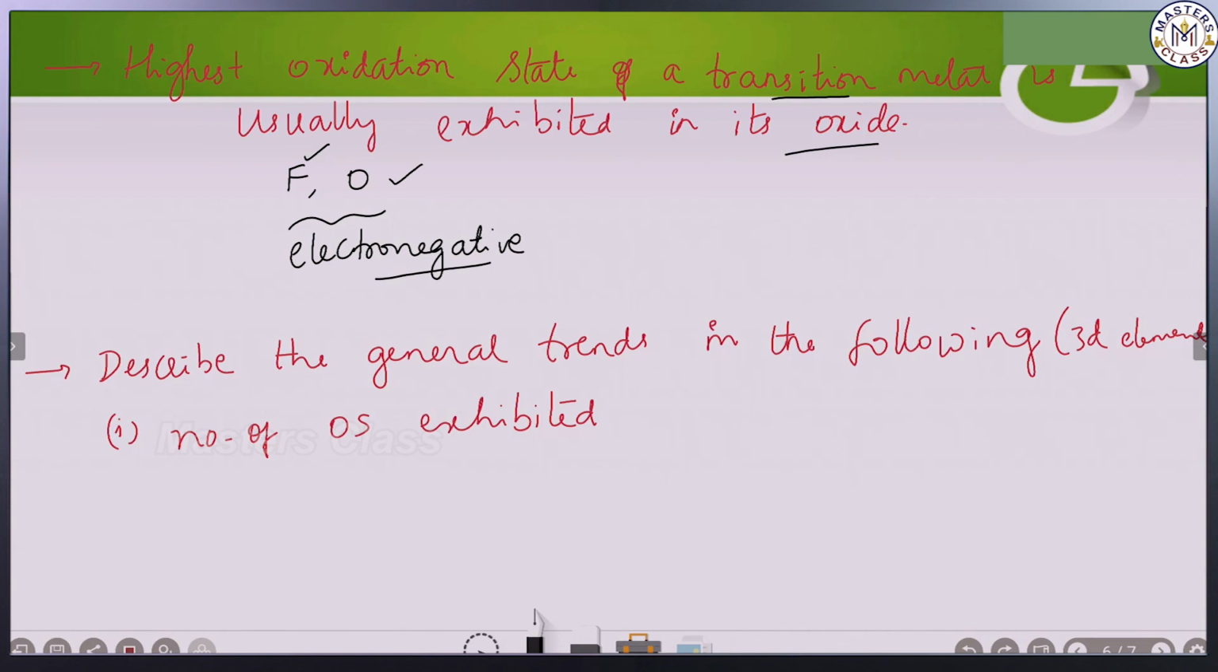Next one: describe the general trends in the 3d elements. So what is the trend in the oxidation state? The oxidation state will increase till manganese, that is the middle of the series, then it will decrease. It increases up to 7, then starts decreasing.